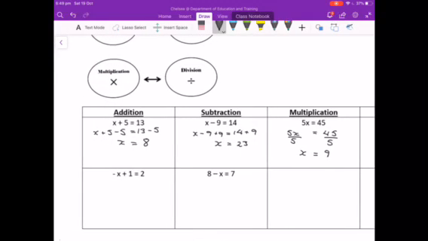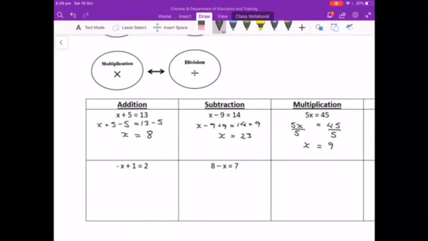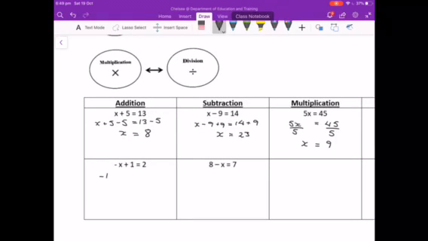Let's look at some more complex one-step equations now. We have negative x plus 1 equals 2. I'm going to write that again, but I'm going to put a 1 in front of it, just so it makes it a little bit easier to use. So it's been added by 1. The opposite of addition is subtraction. So we're going to take 1 from both sides. And negative 1x plus 1 take 1 leaves us with negative 1x. And 2 take 1 is 1.